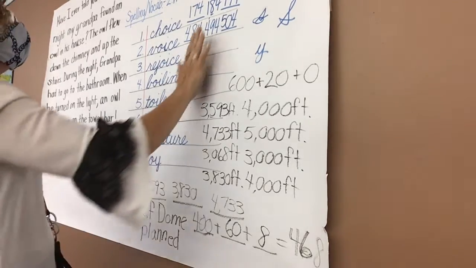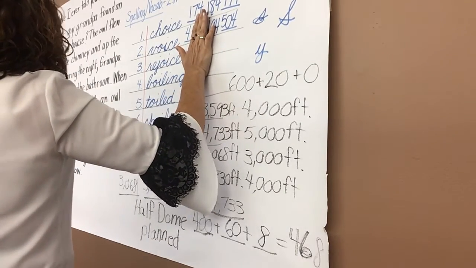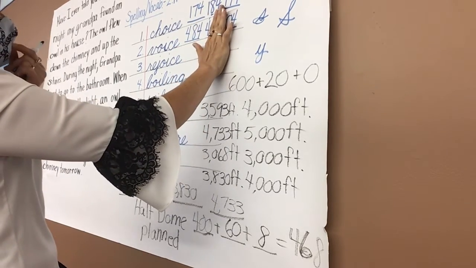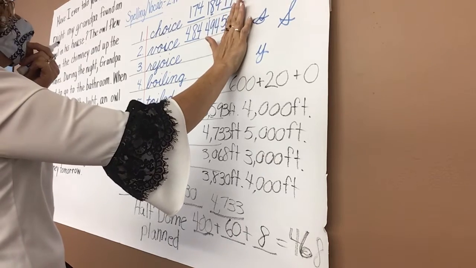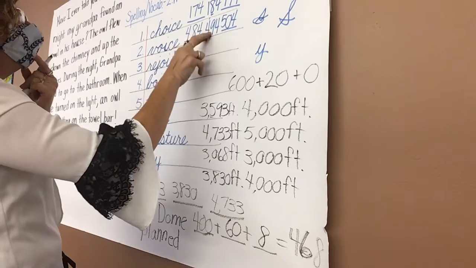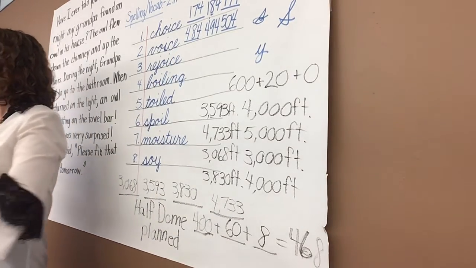Guys, can I show you a secret? If you cover up the 1s column, you see 48. Cover up the 1s column, you see 49. Cover up the 1s column, you see 50. So you know you did the right thing. 48, 49, 50. Yes, I did the right thing. Does that make sense?